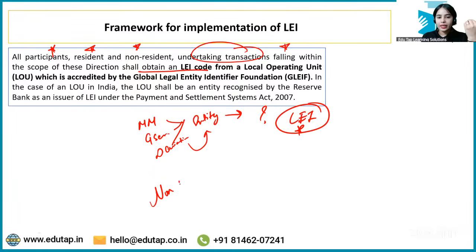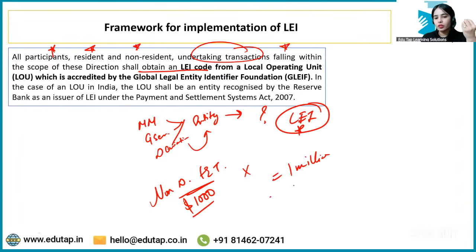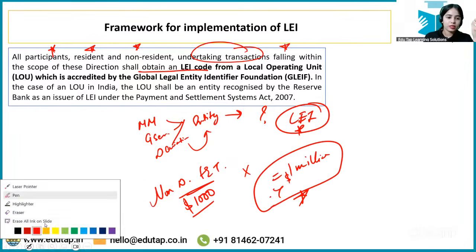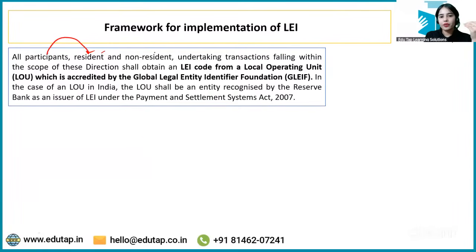There is a non-derivative foreign exchange transaction that is happening of $1,000. Do you have to give LEI? No. For the non-derivative foreign exchange transaction, LEI is only required for more than $1 million of transaction. Okay. This is the idea. All participants, resident, non-resident, undertaking transactions falling under these directions, they have to provide the LEI code.